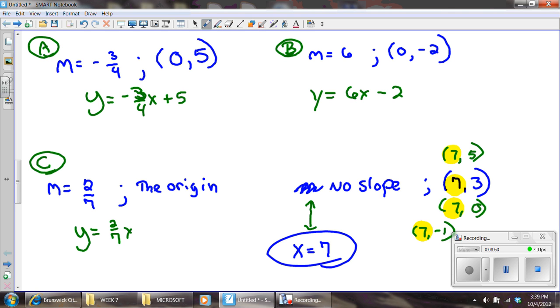And there's your equation. It's linear, but it's not in slope y-intercept form. Why? Because it has no slope. It can't be in slope y-intercept form without a slope. Incidentally, most vertical lines will not have a y-intercept. There's one exception. See if you can tell me on Monday what the exception to that rule is.